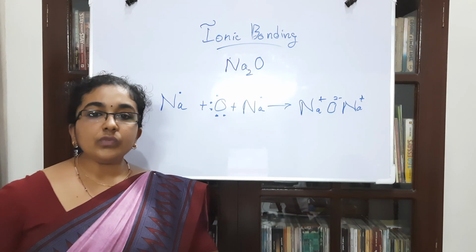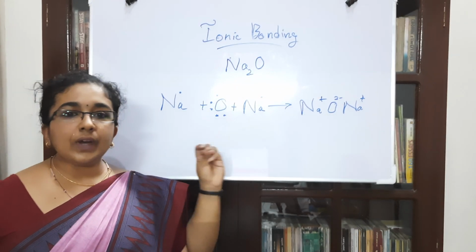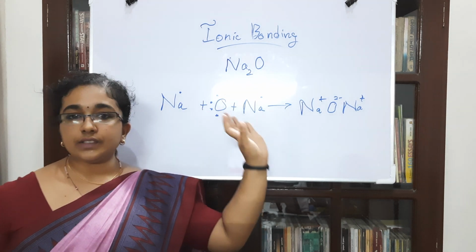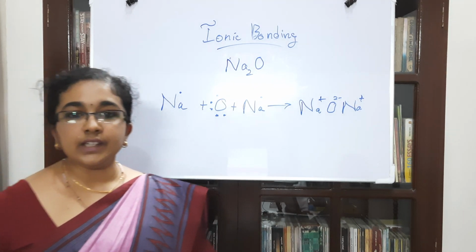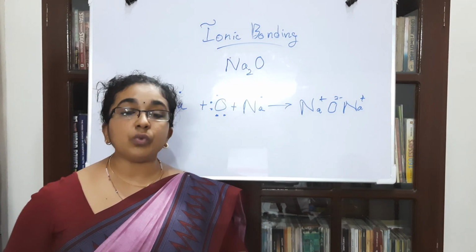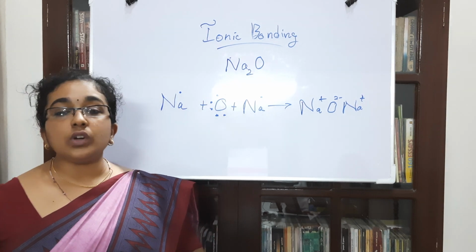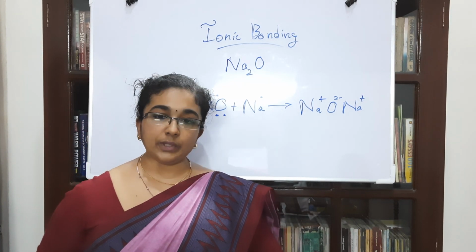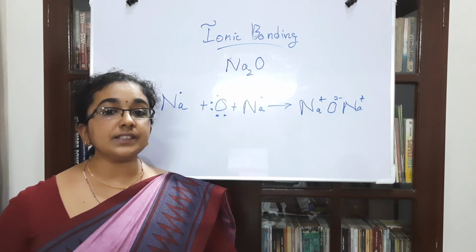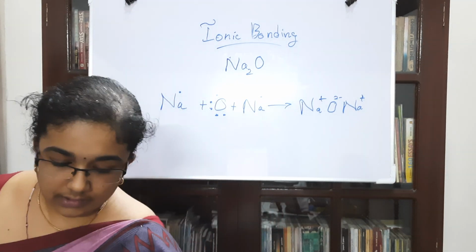Now I think you got how to represent this ionic bond formation, right? Similarly, you can explain the formation of sodium chloride and magnesium chloride molecules. The compounds formed by ionic bonding are known as ionic compounds.